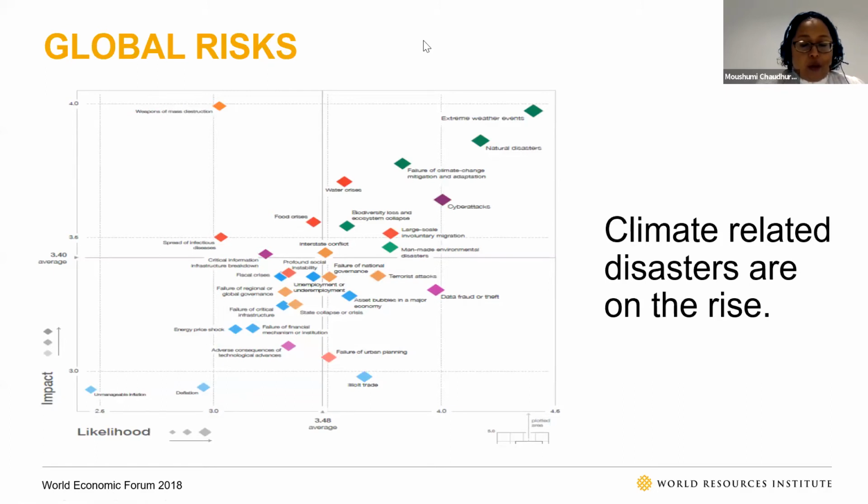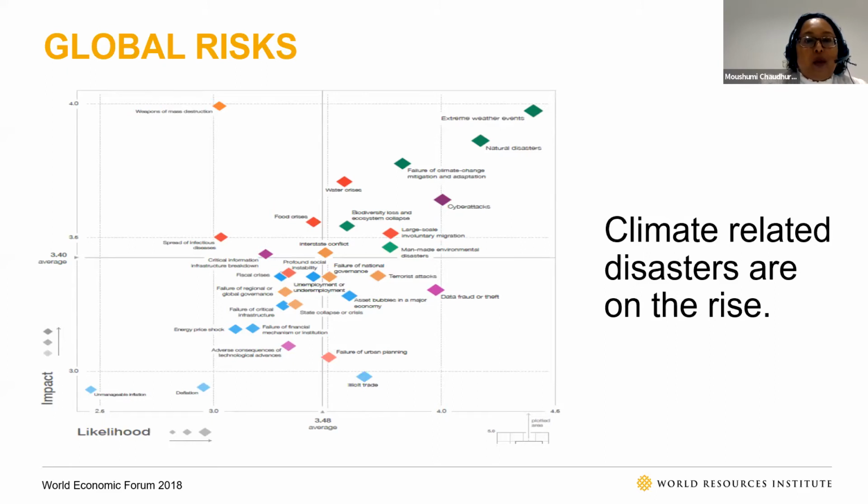So these are issues that we have to take on as businesses because they will definitely affect productivity. And these risks in particular will especially affect those sectors that are most dependent on natural resources. So this includes sectors such as forestry, agriculture, and tourism.